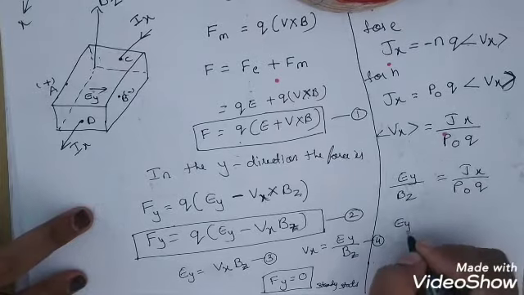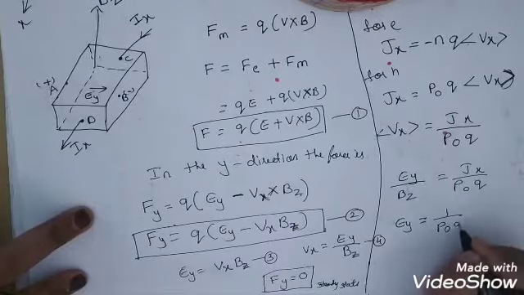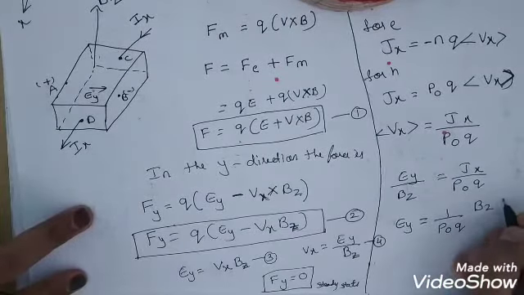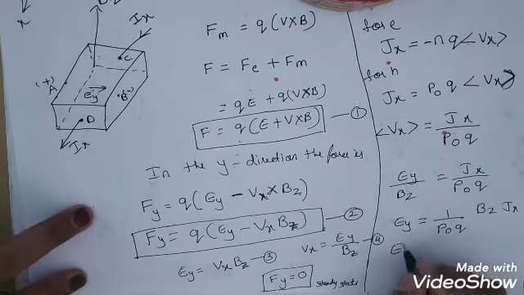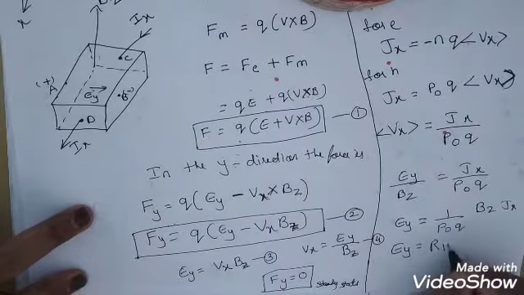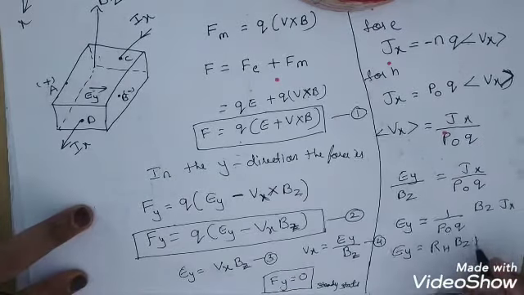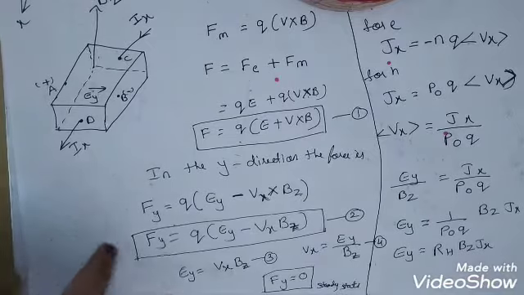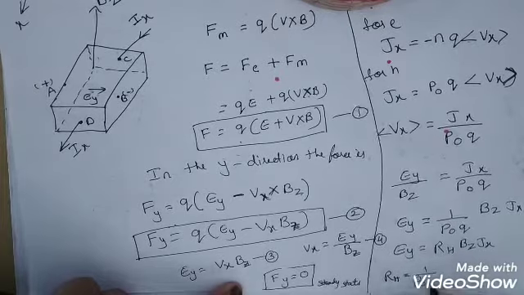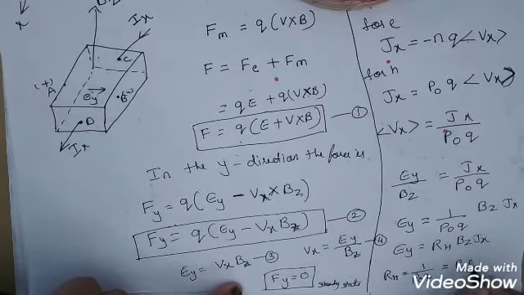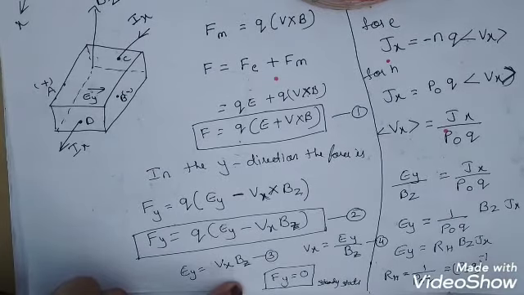If I consider only the electric field in the Y direction, then 1 by P naught into Q, Bz Jx, will go on the right hand side. So Ey is equal to RH, I will call this term RH, into Bz Jx. So here RH is nothing but 1 by P naught into Q, or else P naught Q to the power minus 1, where RH is nothing but a Hall coefficient.